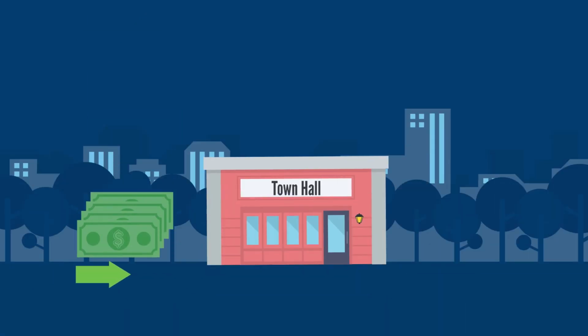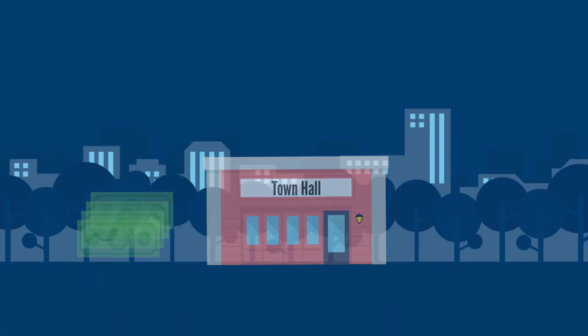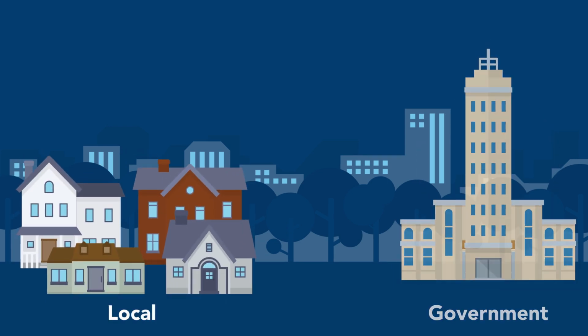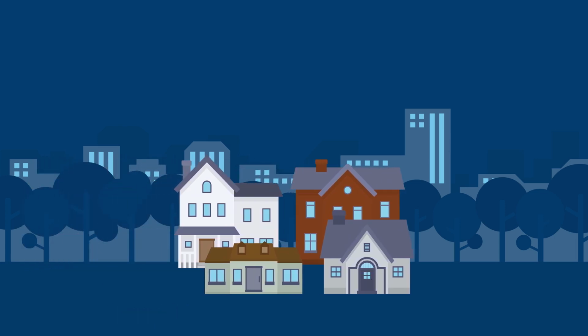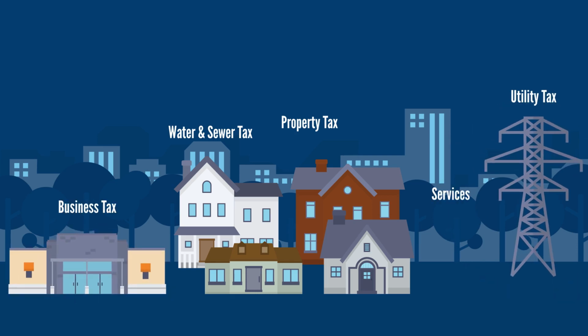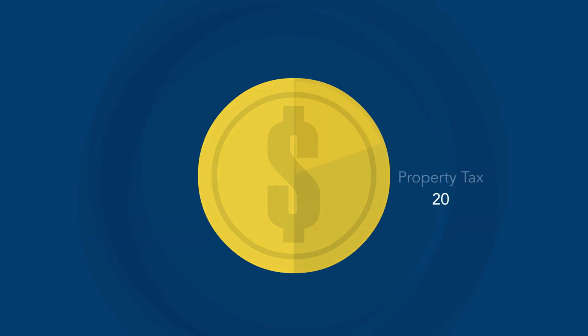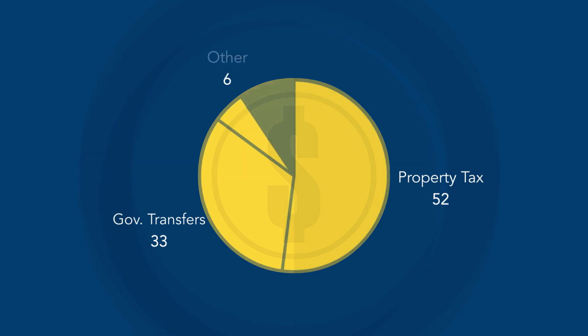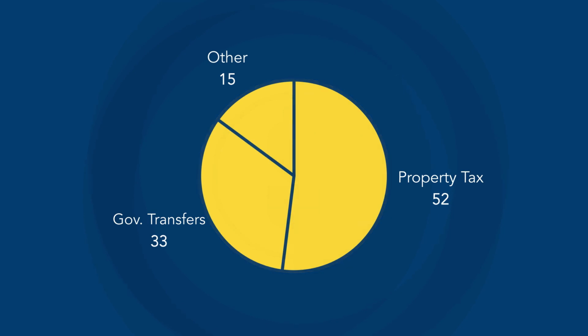Additionally, the revenue side of the budget can only include money from two sources: revenue that is raised locally and money obtained through authorized government grants. Locally raised revenue includes monies collected through property tax, water and sewer tax, utility tax, business tax, and paid services such as community events and programs and licenses and permits. For every dollar that comes into the town, 52 cents comes from property taxes, 33 cents comes from government transfers, and 15 cents comes from services, additional taxes, and other sources.